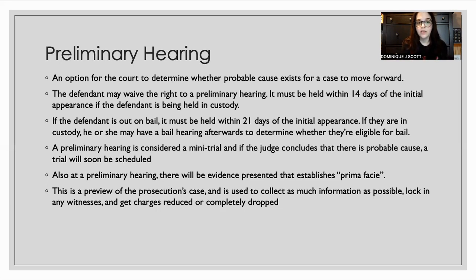If they are in custody, he or she may have a bail hearing afterwards to determine whether they are eligible for bail. This is considered to be a mini trial, and if the judge concludes that there is probable cause, a trial will soon be scheduled. Also, at a preliminary hearing, there will be evidence presented that establishes prima facie.